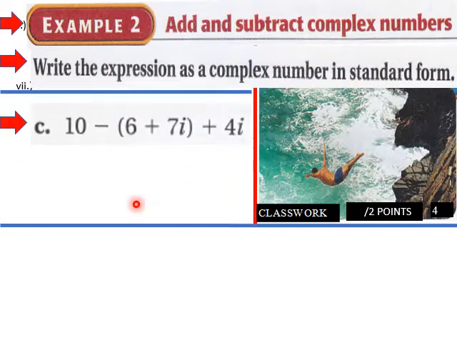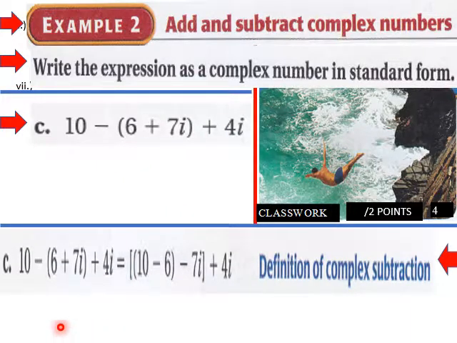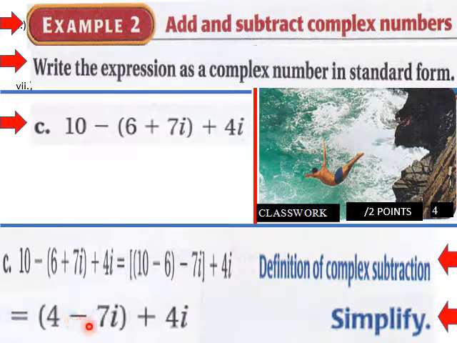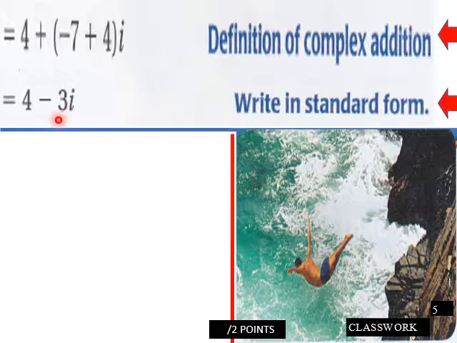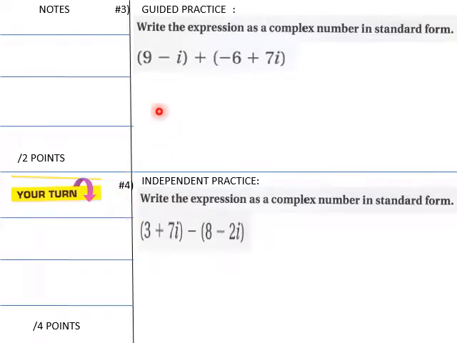And then add or subtract complex numbers. C, 10 minus 6 plus 7i plus 4i. So we put this in brackets now. We have 10 minus 6 minus 7i, so we combine these two real numbers here. Then we have the 4i. Then to continue, we have 4 plus -7 plus 4 times i, and that would be 4 minus 3i. That would be how you would handle that situation.